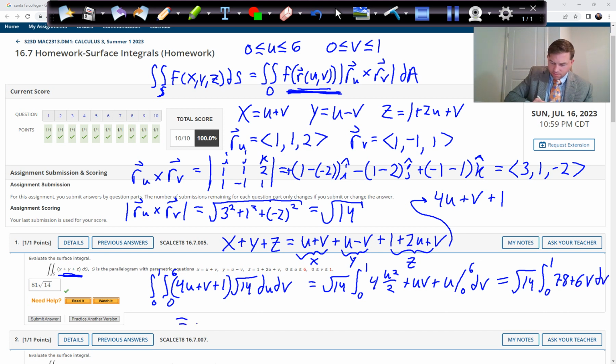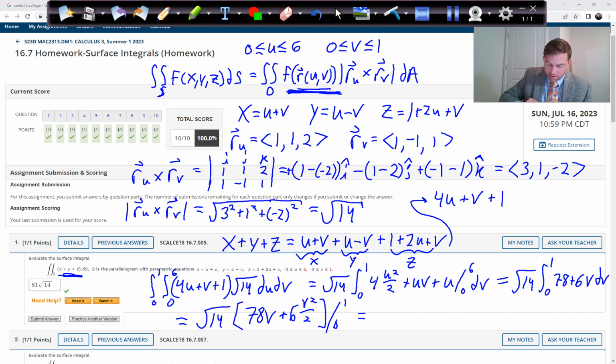And that's a fairly simple integral. It would be 78v plus 6v squared over 2 from 0 to 1. So we're going to plug in 1, and you're going to get 78 plus 3 times the square root of 14, which is 81 square root of 14.